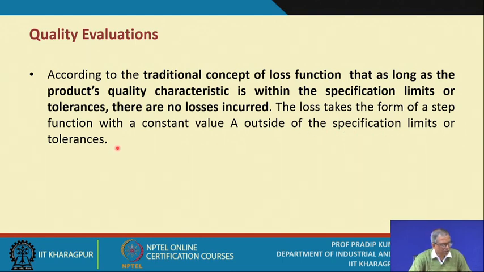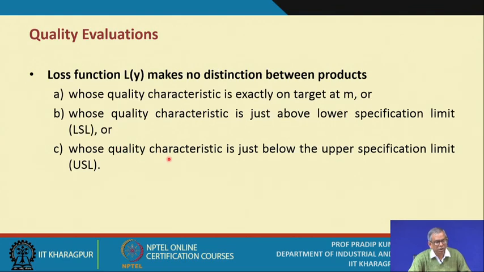Is it okay? Now this I am going to elaborate with a figure later on. Okay. So the loss function L(y) makes no distinction between products whose quality characteristic is exactly on target at M, or whose quality characteristic is just above the lower specification limit, or whose quality characteristic is just below the upper specification limit. Is it okay? So just three cases we have specified.